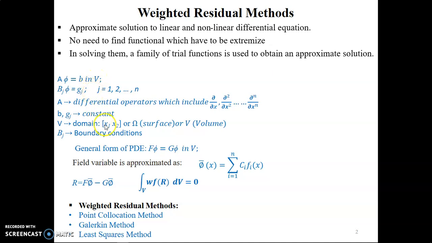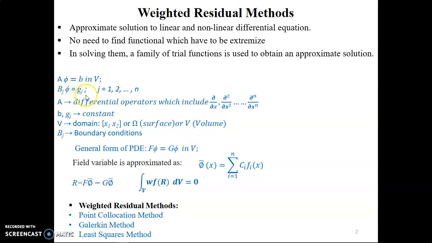For 1D, we can simply define it in terms of the range of the independent variables. In case of 2D, we can define the value of the domain in terms of the area, and it is generally denoted by omega. In case of 3D, we generally specify the volume of the domain.